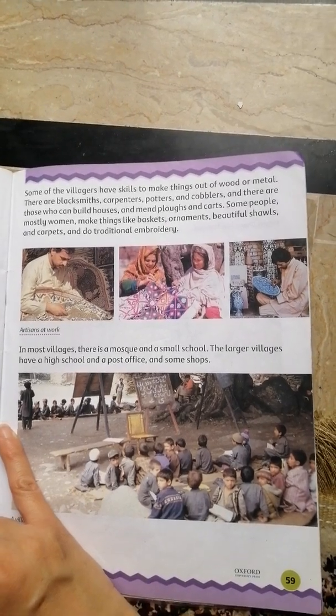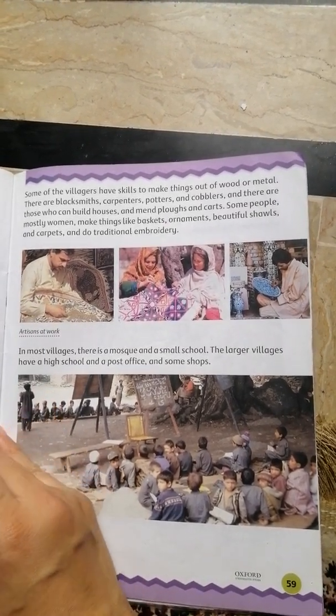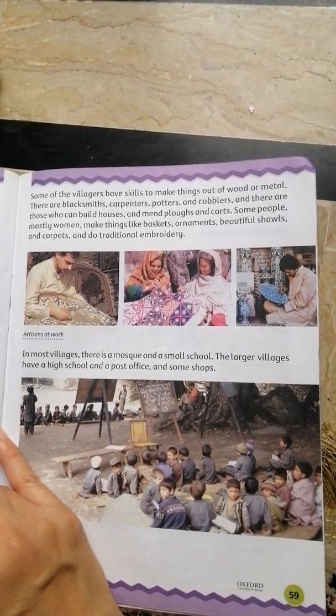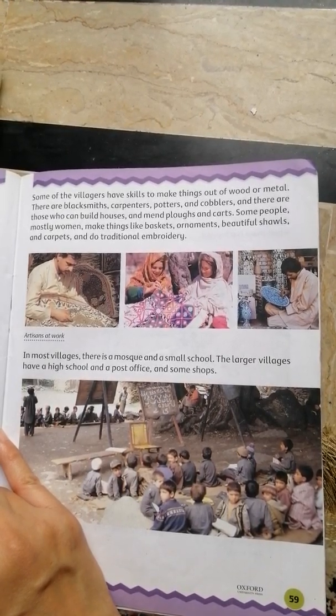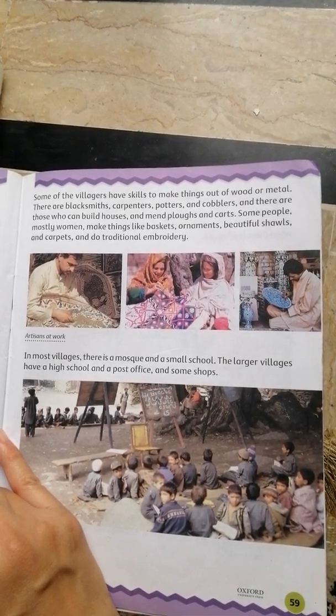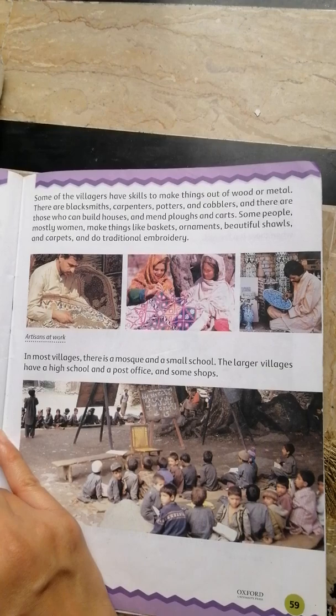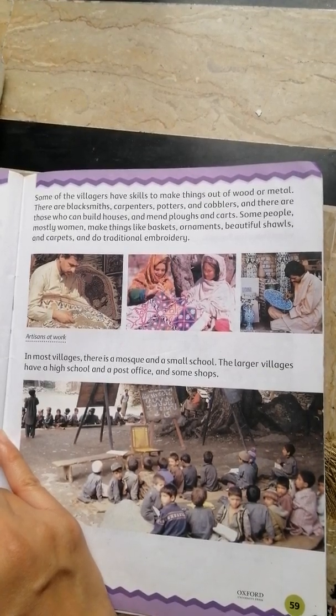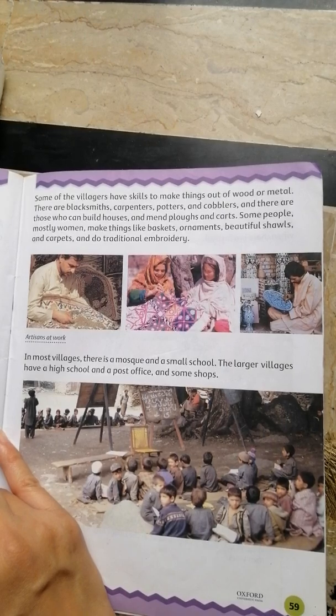Then some of the villagers have the skill to make things of wood or metal. So I told you, the people who are working with metals, they are blacksmiths, and those working with wood are called carpenters. Potters are those people who make the pottery, and cobblers are those who are mending the shoes or making the shoes. And builders, they build the houses and mend the plows and carts.